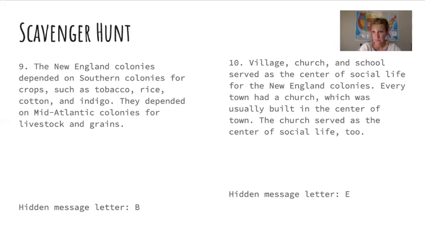Number 10. Village, church, and school served as the center of social life for the New England colonies. Every town had a church, which was usually built in the center of the town. The church served as the center of social life too. Hidden message letter E.